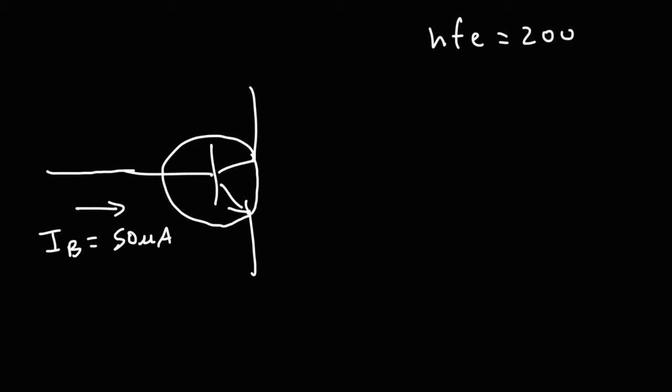So here's a problem for you. Let's say we have an NPN transistor. And let's say that this transistor has a base current of 50 microamps. And the transistor has an HFE or a beta of 200. Calculate IC and IE in this example. Calculate the collector and the emitter currents. Feel free to pause the video.